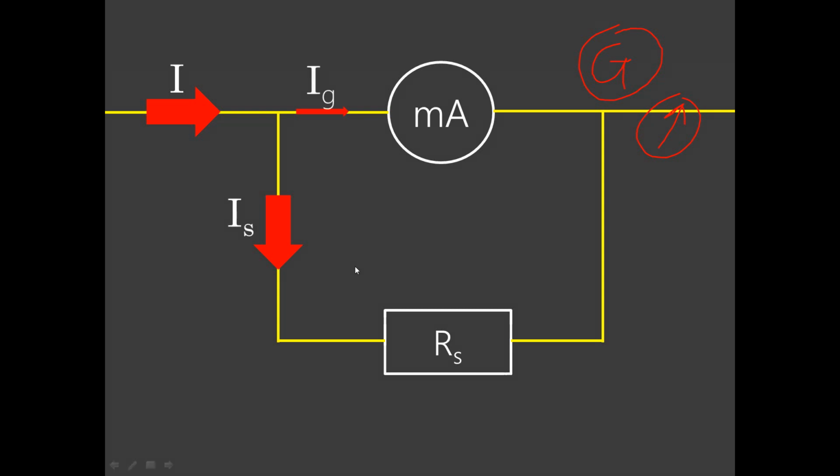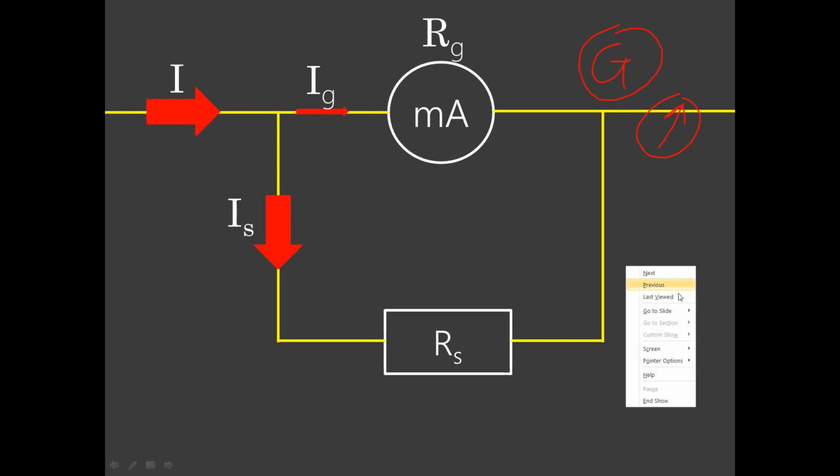Now the currents that pass through the respective devices: for the galvanometer we call it IG, for the shunt we call it IS. The resistance of the galvanometer is RG. Now, what do you call an ammeter?